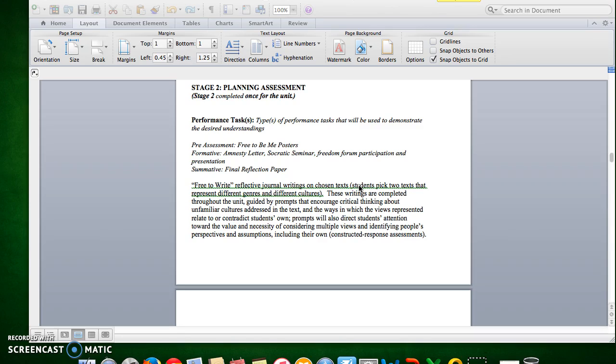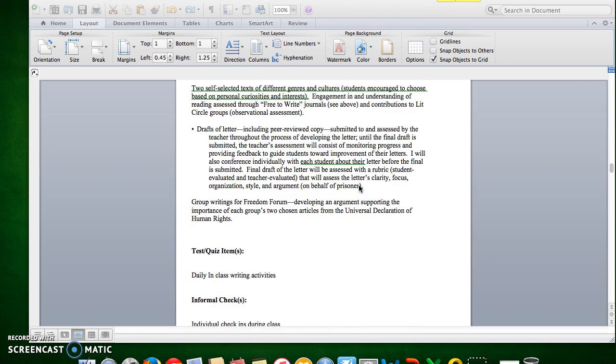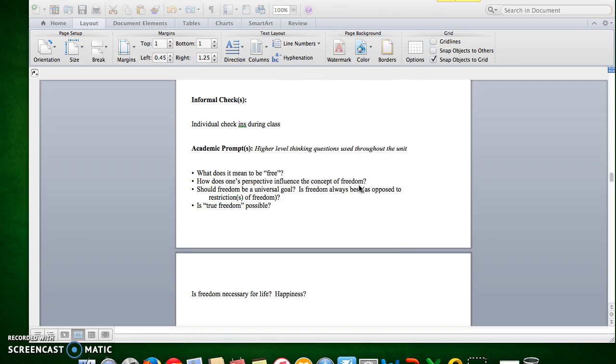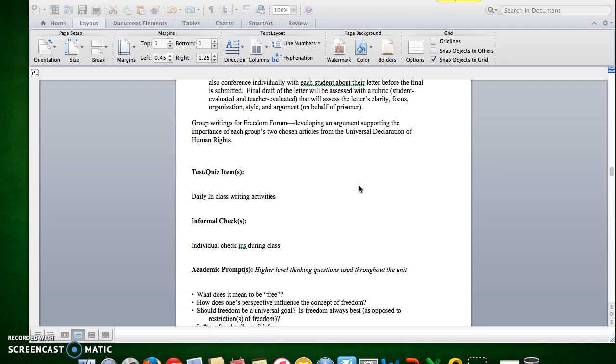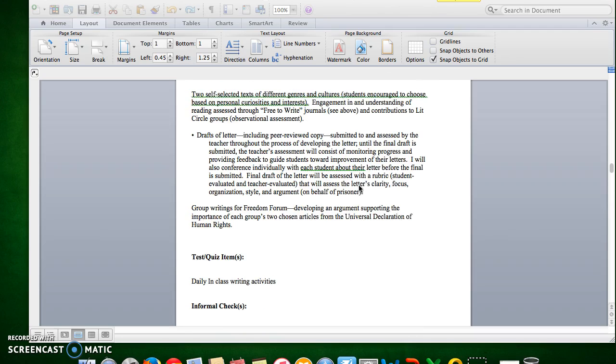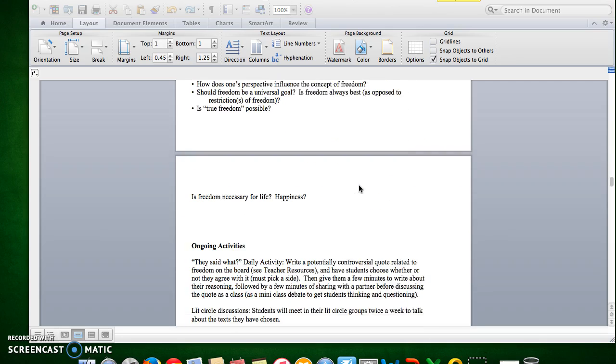The pre-assessment I'm going to do is a Free to Be Me poster, which I'll talk more about in a little bit. The formative assessments are the Amnesty Letter, Socratic Seminar, Freedom Forum, Participation and Presentation, and my summative assessment is a final reflection paper. So there will not be any formal test or quiz. All of their formative assessments will be writing and reading assessments and discussion as well.